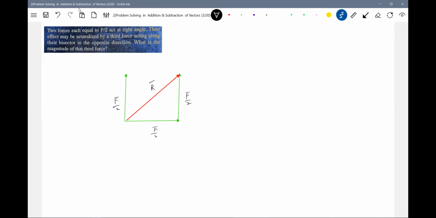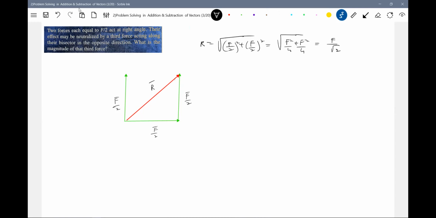So what is that resultant equal to? When two vectors are perpendicular, the resultant is given by the square root of F by 2 whole square plus F by 2 whole square. So this will become F square by 4 plus F square by 4 under root. So this will become F by root 2. So this is the R bar.